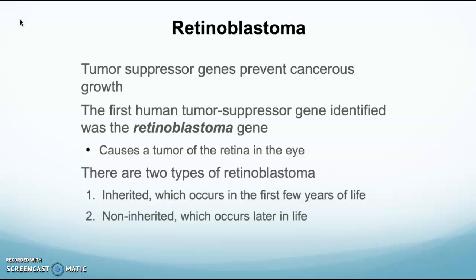This was the first one that was identified, and retinoblastoma causes a tumor in the retina of the eye. And there are two different types of this cancer, one of which is inherited, and it occurs very early on in life. And then we can have the non-inherited, which occurs later in life. And this is much less common than the inherited.